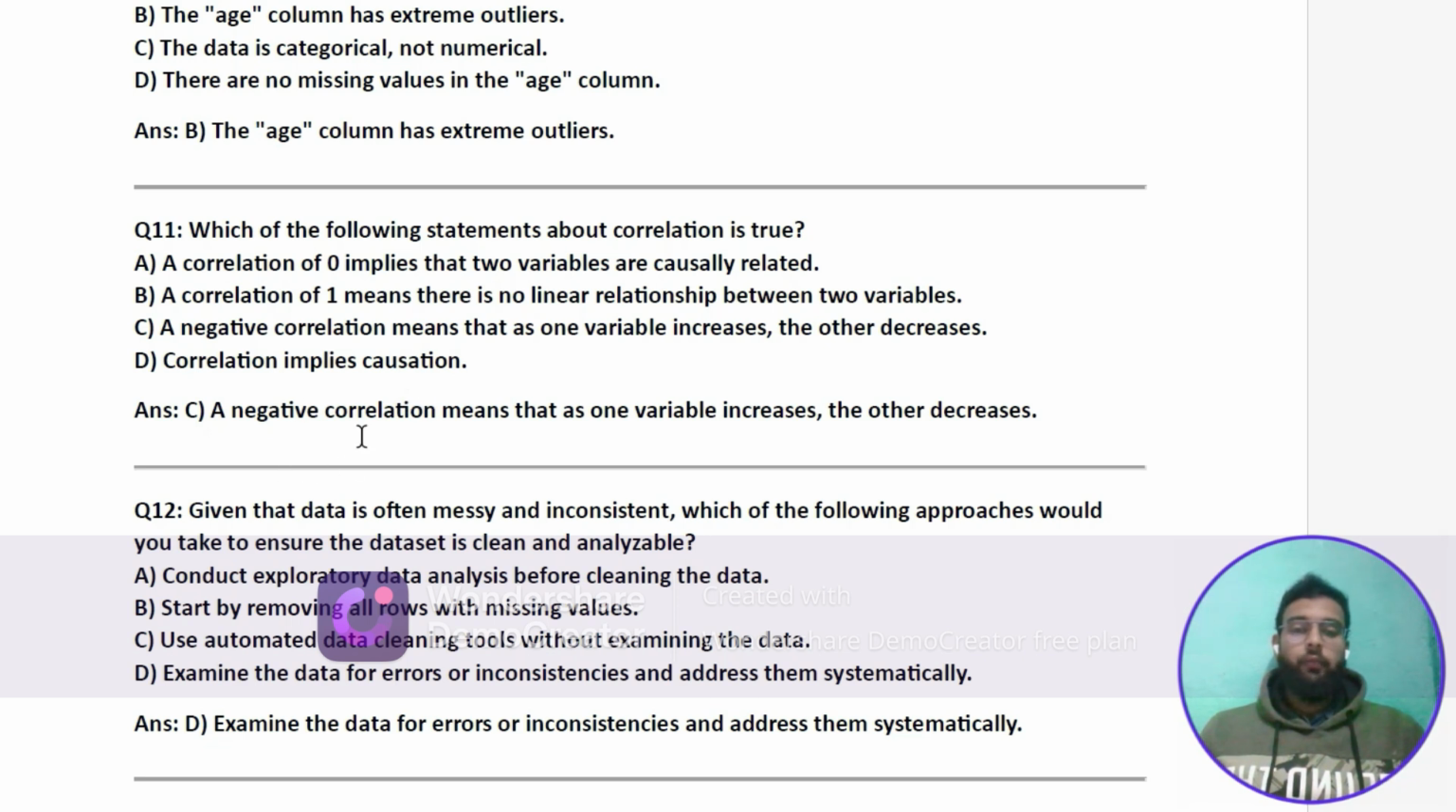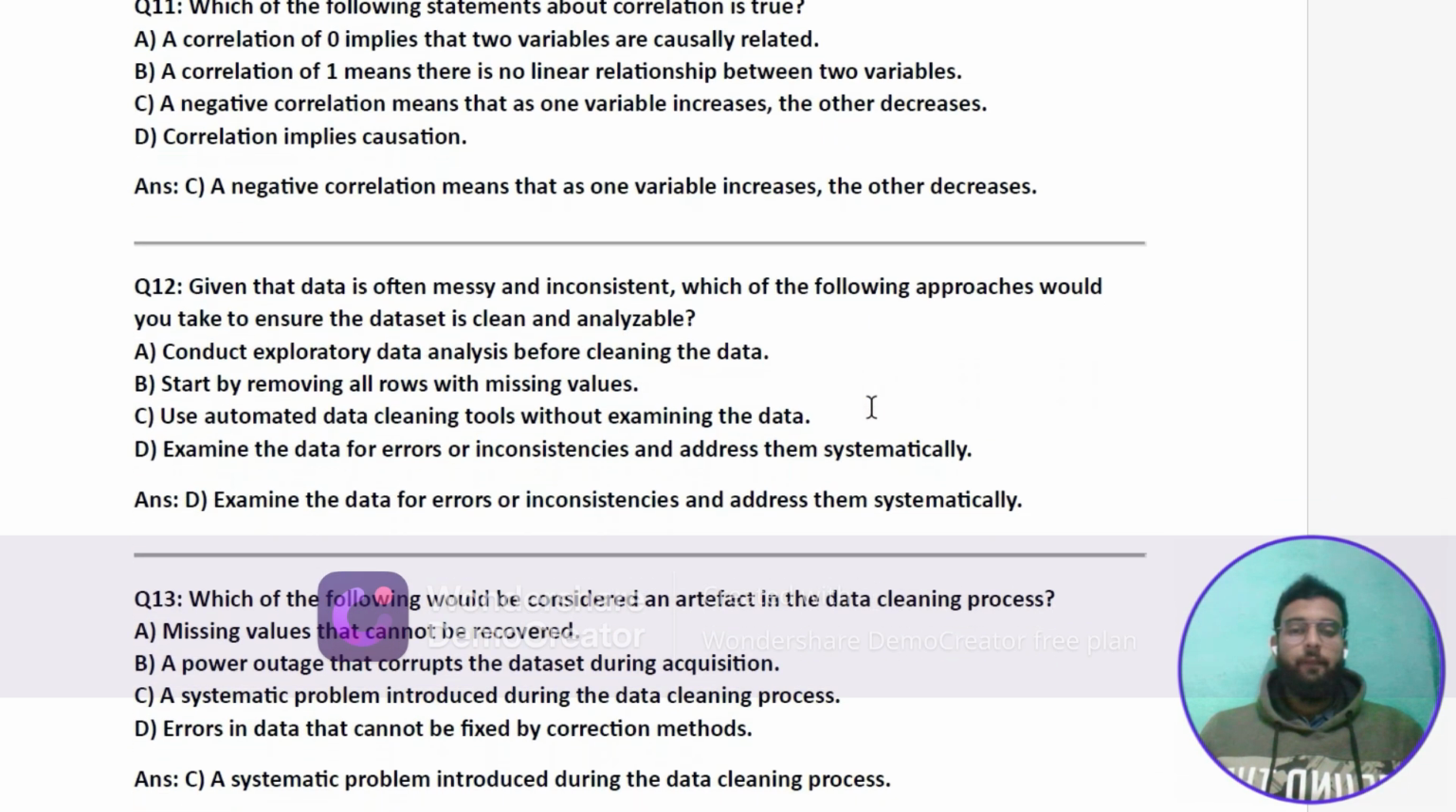So the correct answer for this is option C. A negative correlation means that as one variable increases, the other decreases.